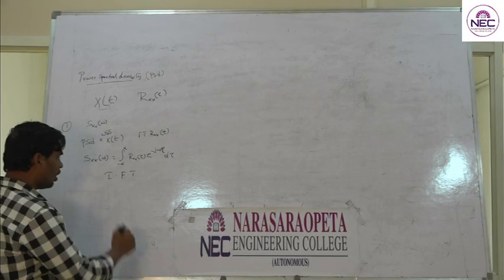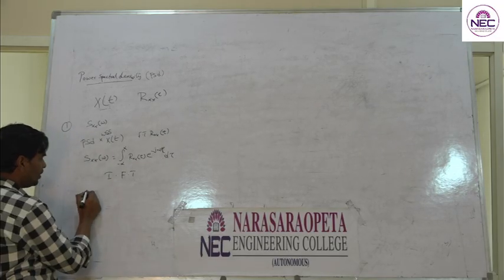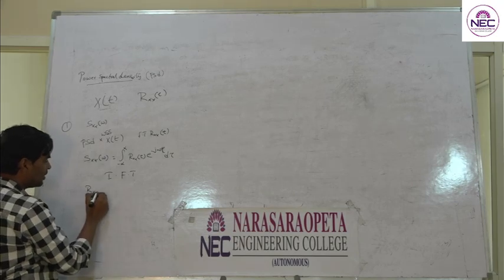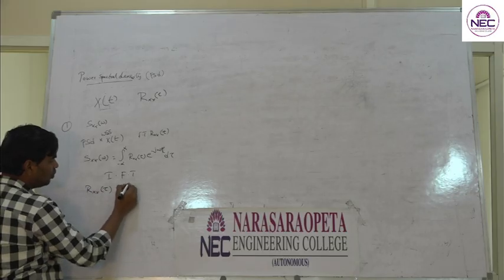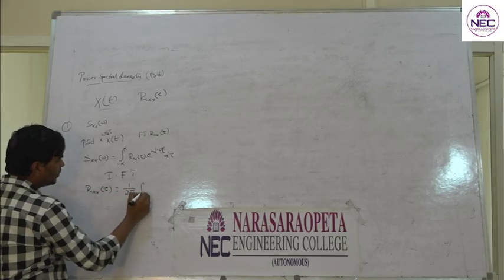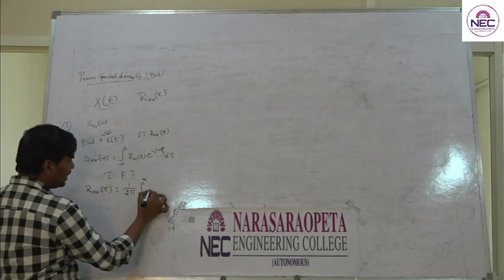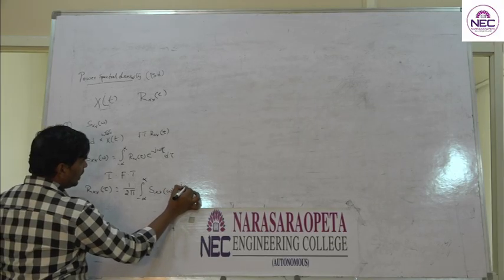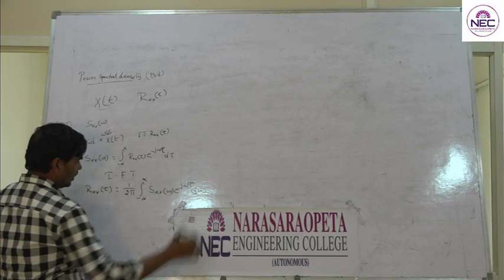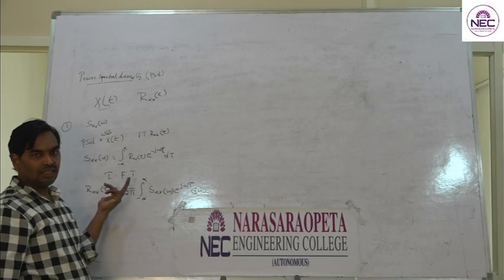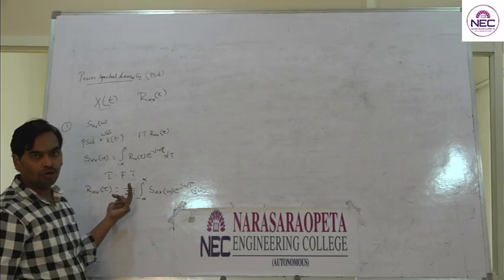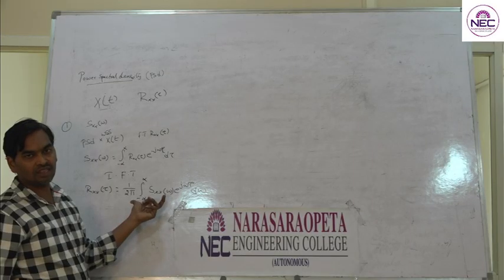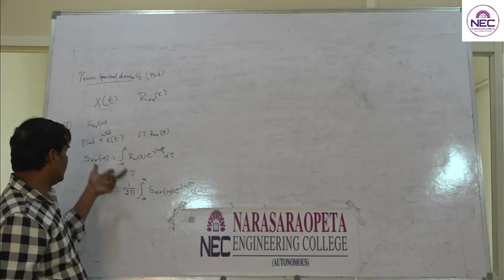So we can give this Rxx of tau by applying the inverse Fourier transformation technique, that is, Rxx of tau is equal to 1 by 2 pi integral from minus infinity to infinity of Sxx of omega e power j omega tau d omega. So in this way we can obtain Rxx of tau, that is, the autocorrelation function, if the power spectral density is provided to us.